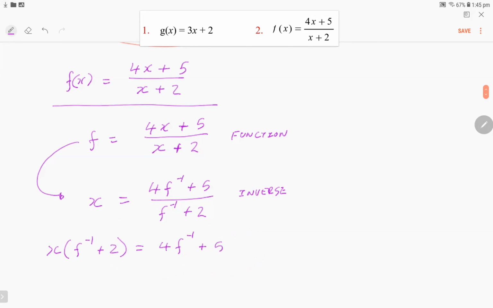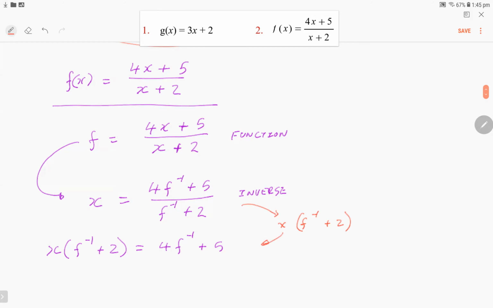But understand that? First thing is to multiply the denominator. So let me write it. Multiply by the f to the minus 1 plus 2. That's what I did to go from here to there.